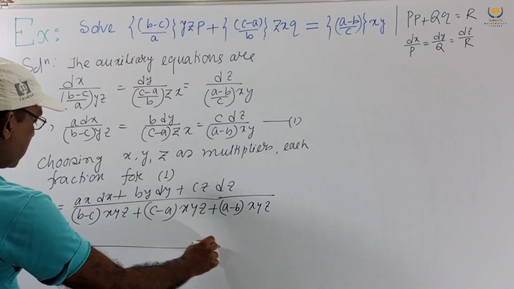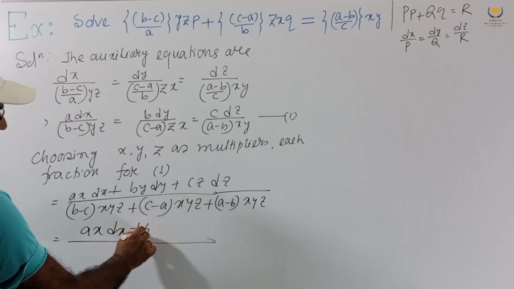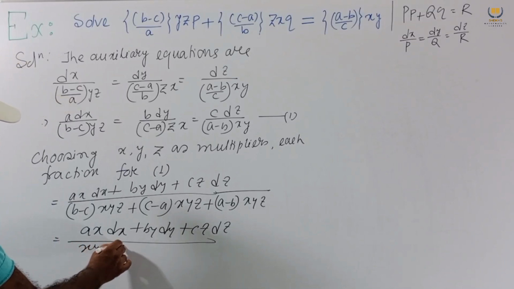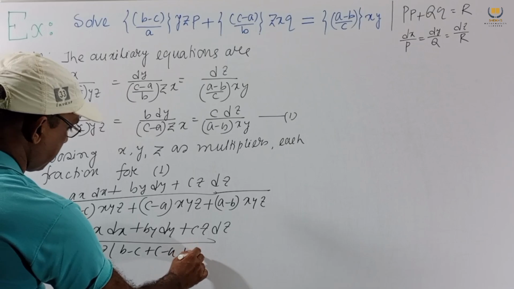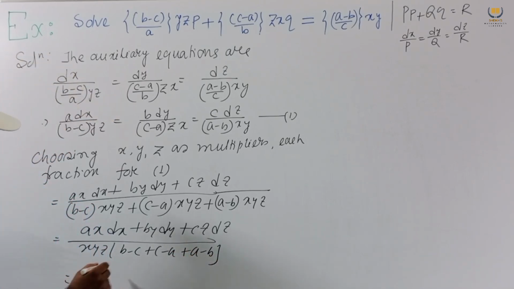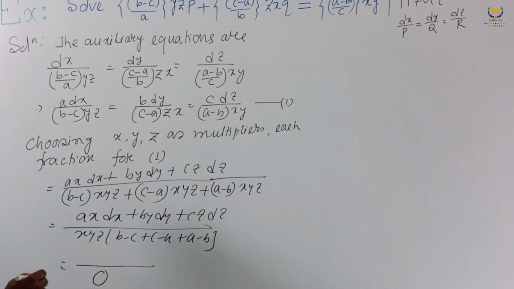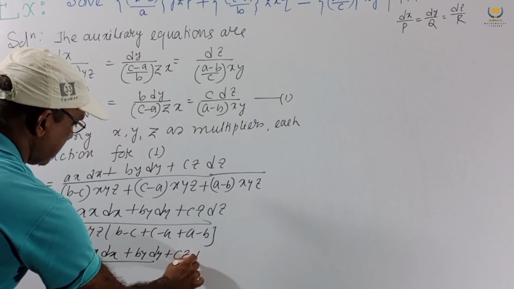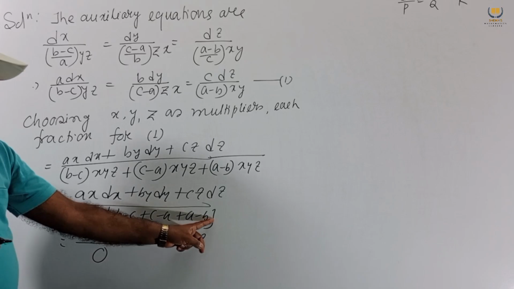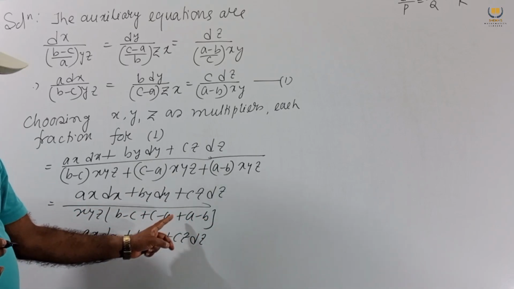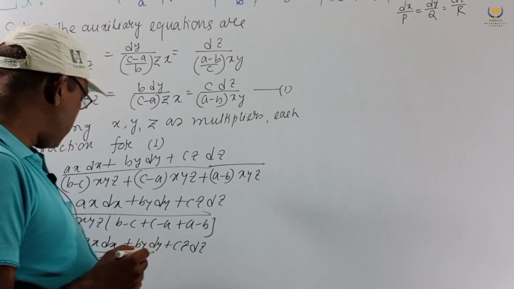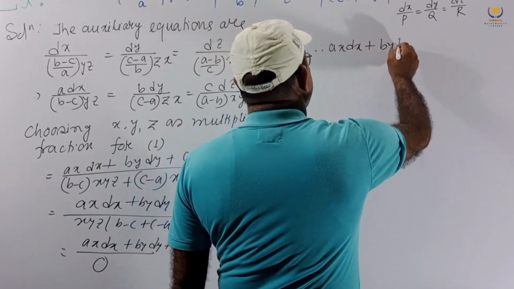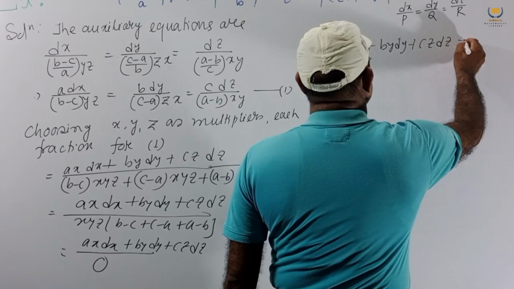Now if we take xyz common in the denominator, then we get (b minus c) plus (c minus a) plus (a minus b), and ultimately all of this cancels: b cancels, a cancels, minus c plus c cancels, so the denominator is 0. By the rule, if the denominator is 0, then we can write ax dx plus by dy plus cz dz equal to 0.